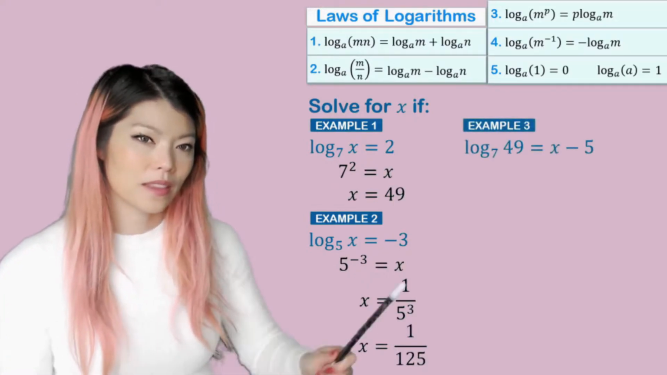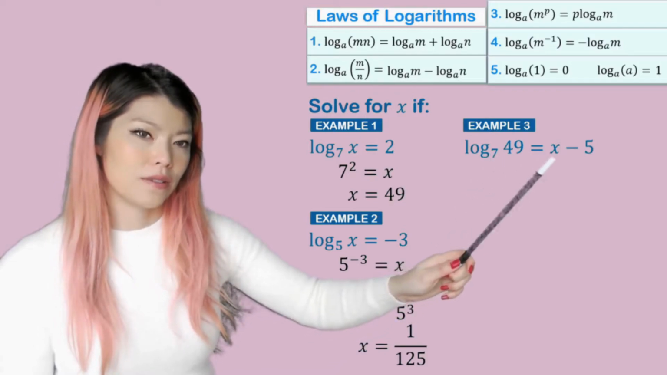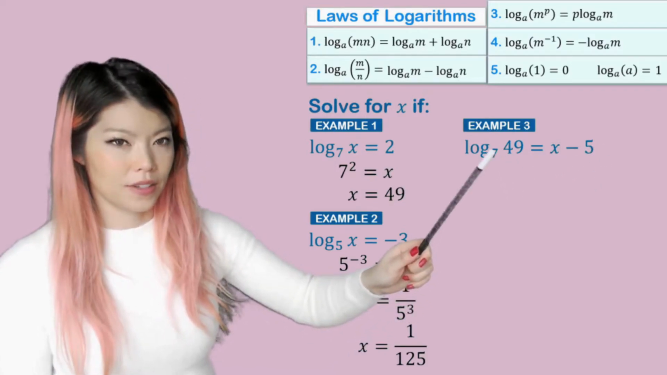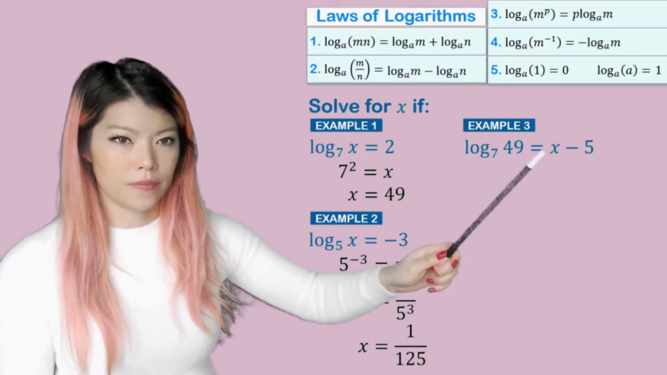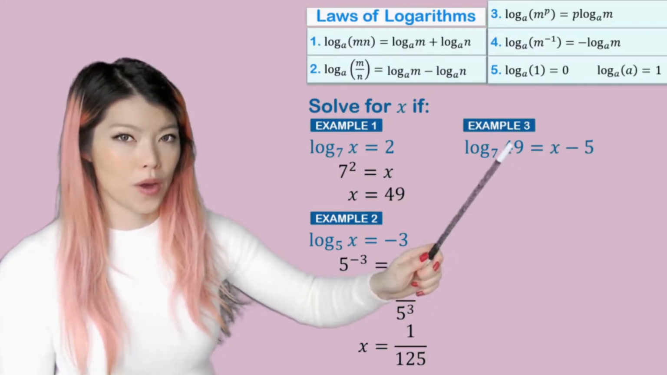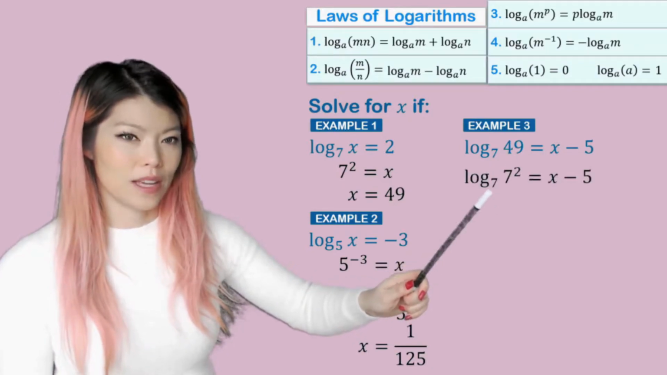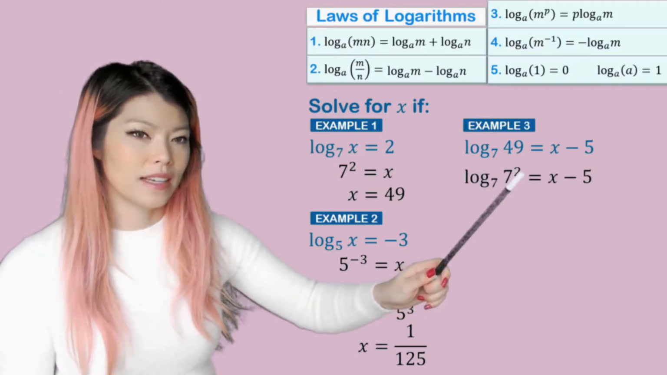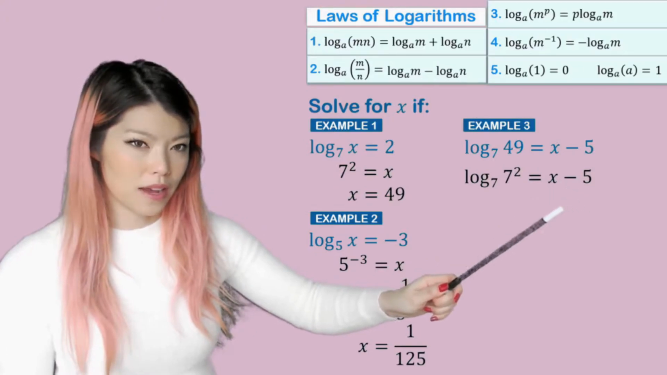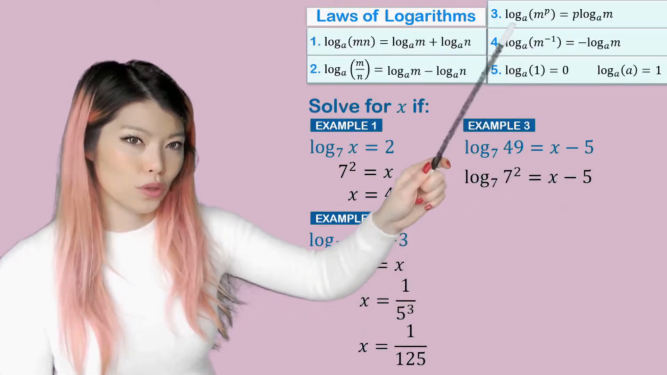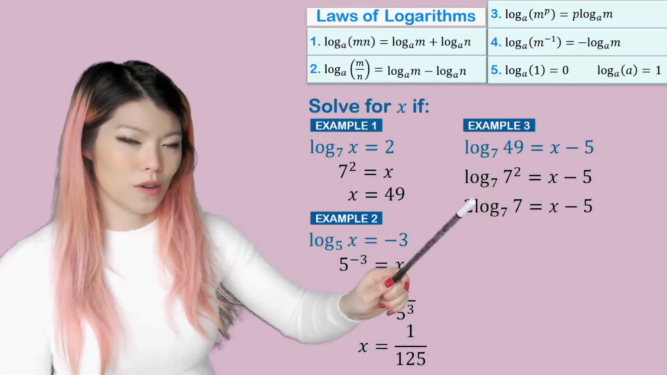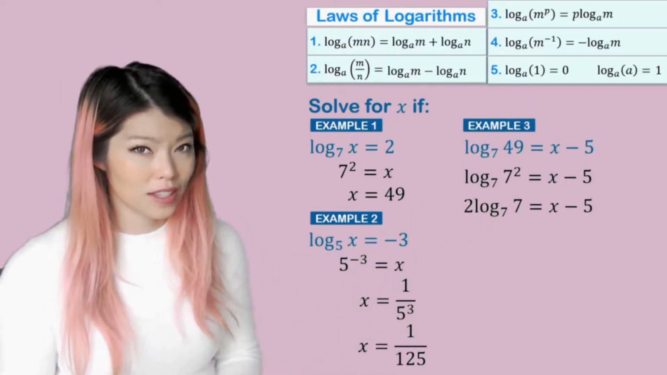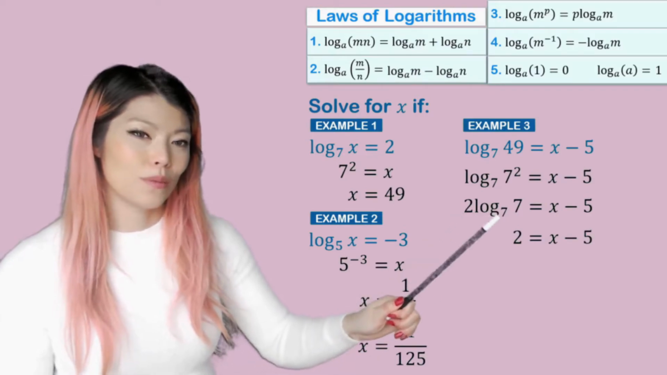Example 3, log base 7 of 49 equals x minus 5. Again, what's 49? 7 to the power of 2. So we can write log base 7 of 7 squared equals x minus 5. And now we can move the little 2 to the front using law number 3. And now we can use log base a of a is 1, so log base 7 of 7 is just 1. So 2 times 1 is 2.